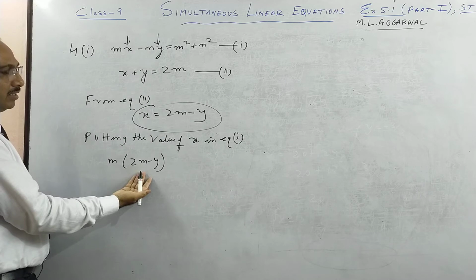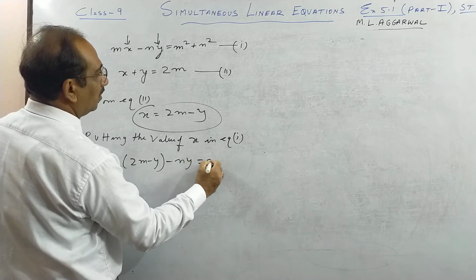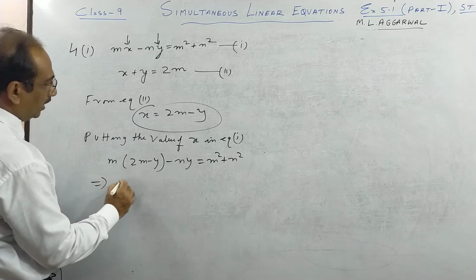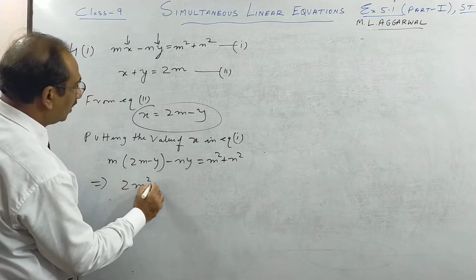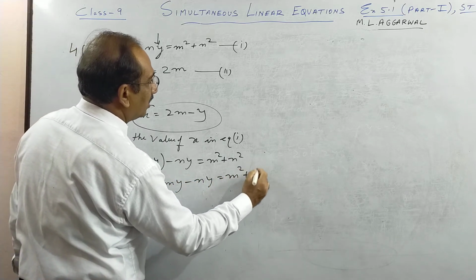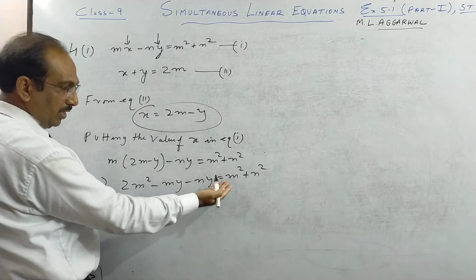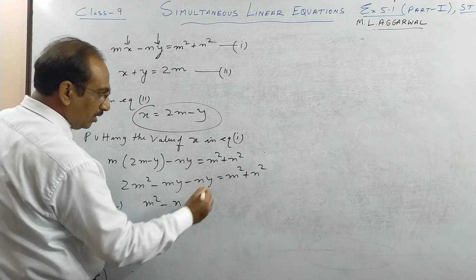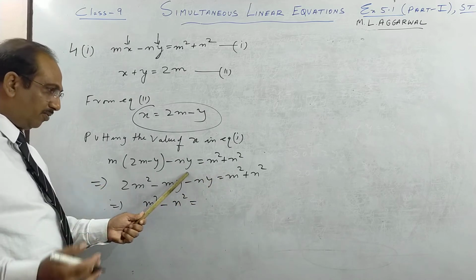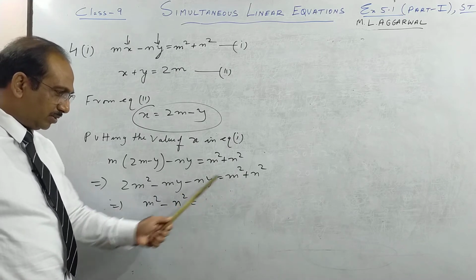x we write in terms of y. Remember these are constant. Minus ny is equal to m square plus n square. Now see how we solve. So this gets 2m square minus my is m square plus n square. So 2m square, this comes here, we will get 2m square minus m square. n square comes this side, it becomes minus n square. Once more, 2m square, this comes here, I am skipping one step. So 2m square minus m square is m square. n square plus becomes minus here.